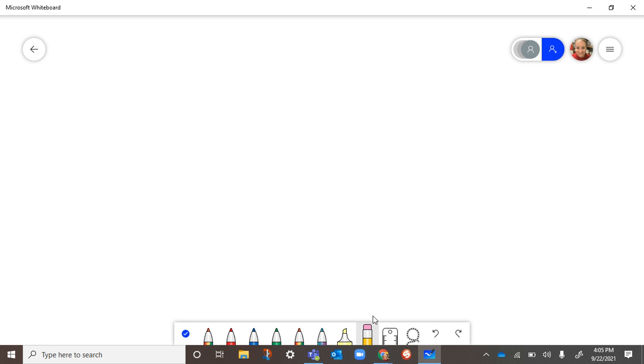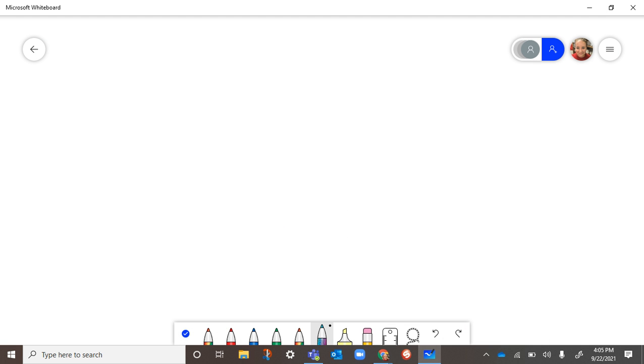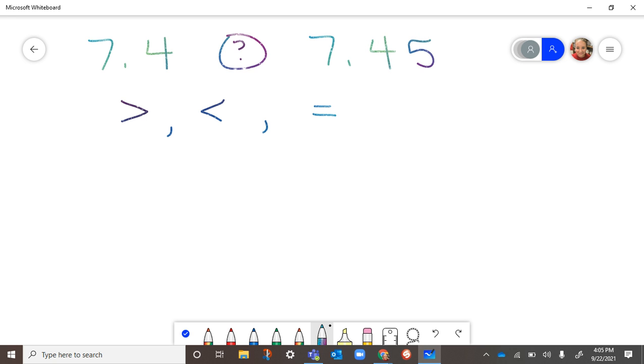So we looked at some decimals. Let's say we've got 7 and 4/10 and we're comparing this. We're going to be using symbols greater than, less than, or equal to. And let's say that we're comparing this to 7 and 45 hundredths. Well, this is review from last year because we're only going into the tenths and the hundredths.